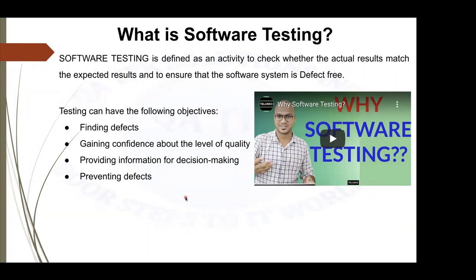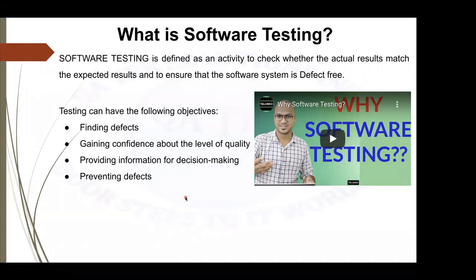When the company sees that we have done thorough, in-and-out testing of a particular software, the company really gains the confidence that it's going to create a good impact on the customer when it goes to the customer. The third important objective is providing information for decision-making.